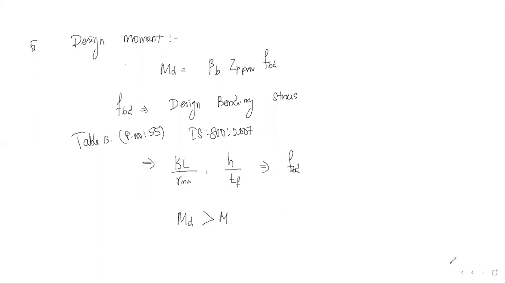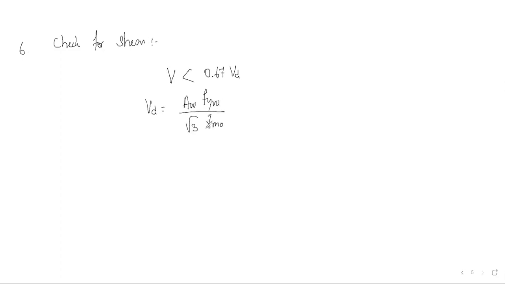Next to this, what I have to do is check for shear. So check for shear: as it is a laterally supported beam, V should be less than 0.67 times VD, whereas VD is equal to the area of web multiplied with FYW divided by root 3 into gamma m naught. Okay, so this is the value of VD. Whether it is satisfying or not, I have to check it.